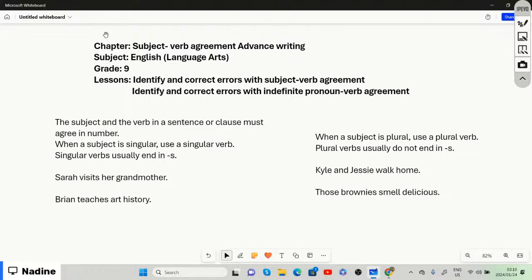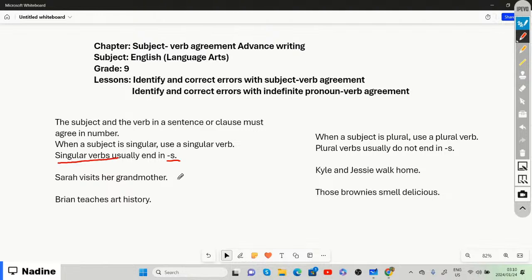For example, Sarah visits her mother. So Sarah visits her grandmother, right? And if you look, we see that the verb needs to end in S. So a singular verb ends in S. Sarah is a subject, but it's a singular subject, because we're only making mention of one person, which is Sarah.